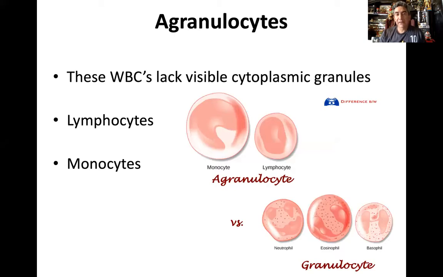So these are white blood cells that lack visible cytoplasmic granules. So the granulocytes, the phils, will have these little dots, little chocolate chip looking things. The agranulocytes lack those. They don't have any little granules scattered in the cell. So we have the tiniest of the cells, the lymphocytes, and then the monocytes, one of the bigger of the cells here, right?